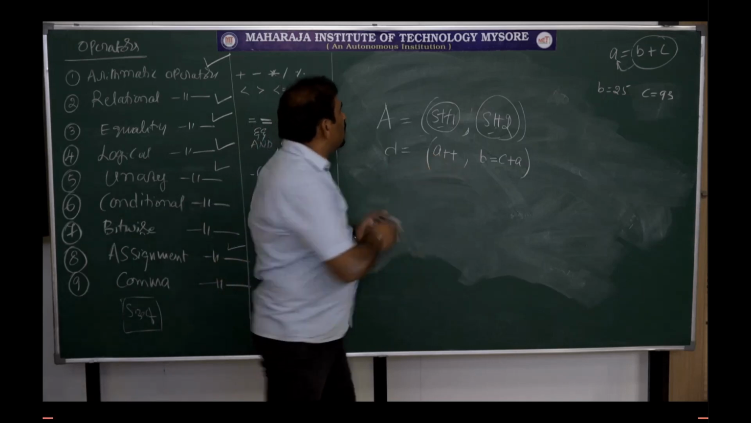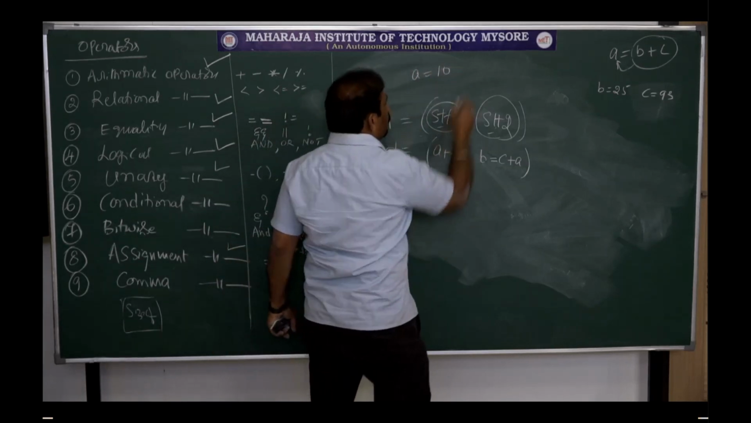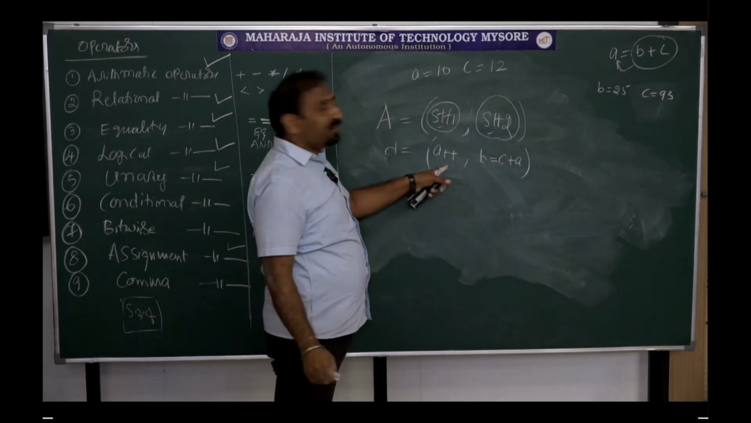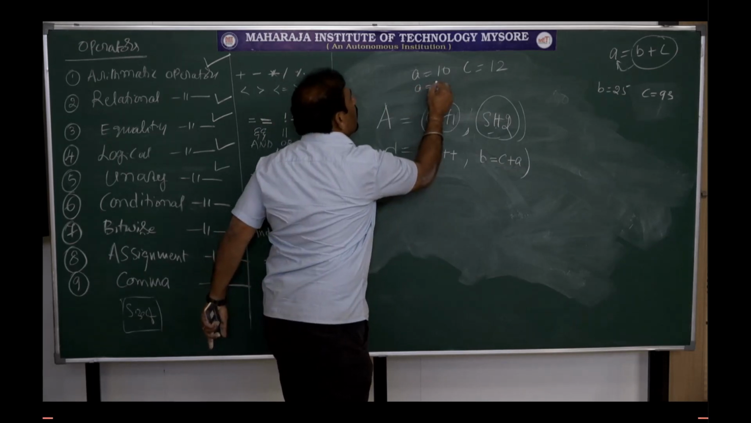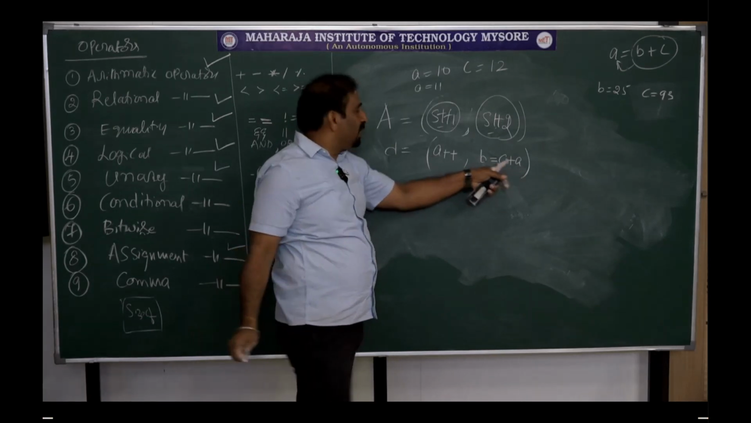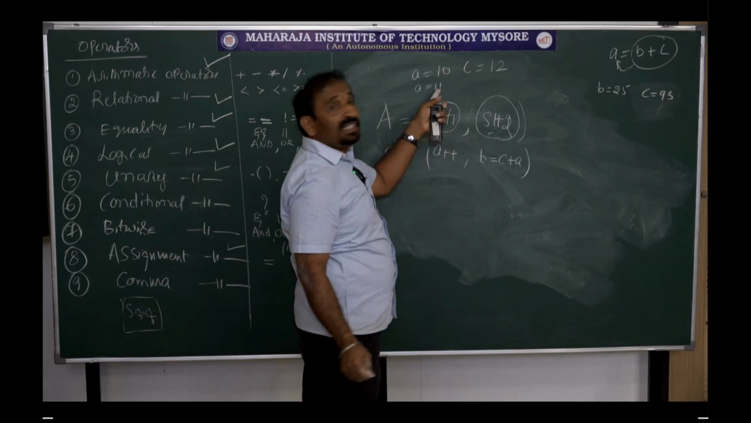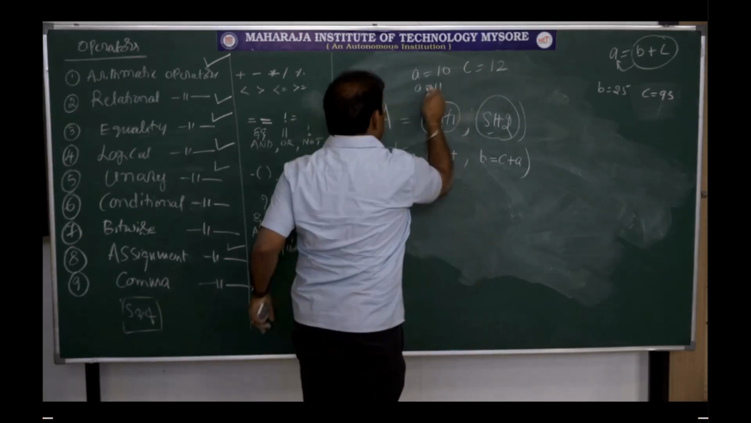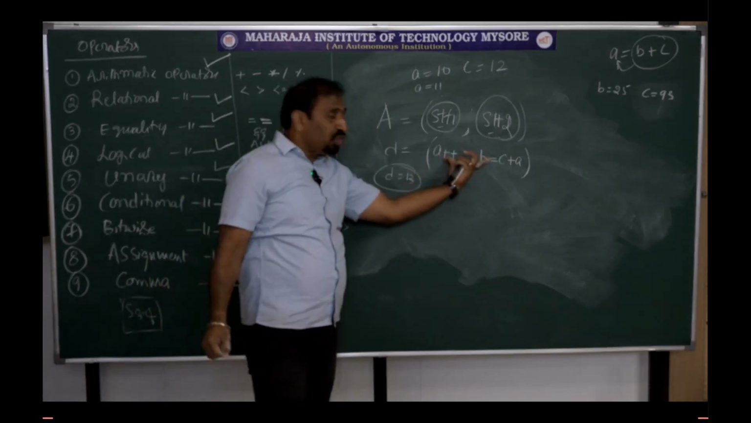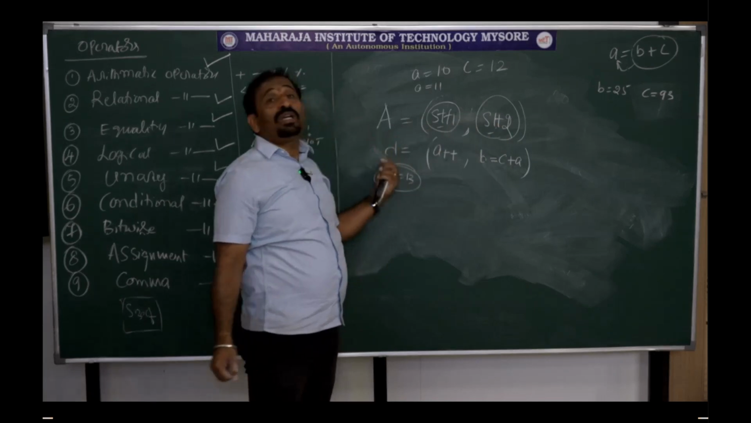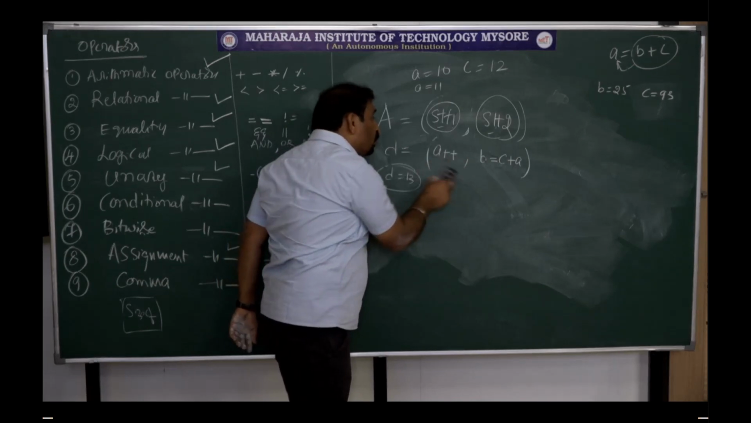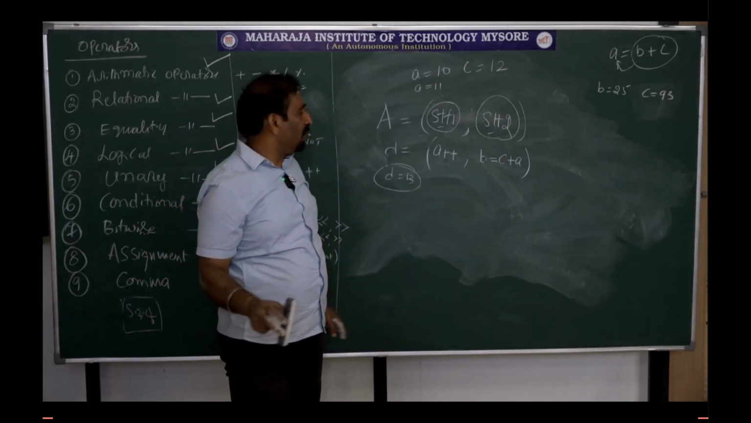So A plus plus, say let A is equal to 10, C is equal to 12. A plus plus will happen, so A becomes 11. Next, B is equal to C plus A. C is 12, A is 11. So therefore 12 plus 11, D becomes 23. Out of these two, this is assigned to D. But this is simply executed. Alright.